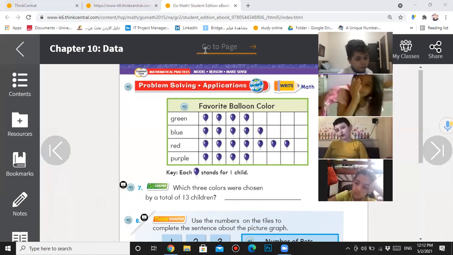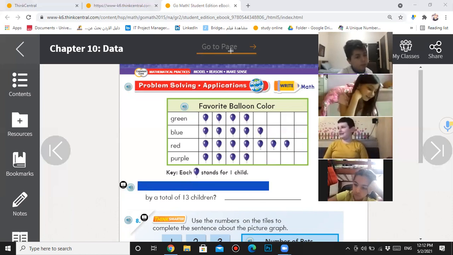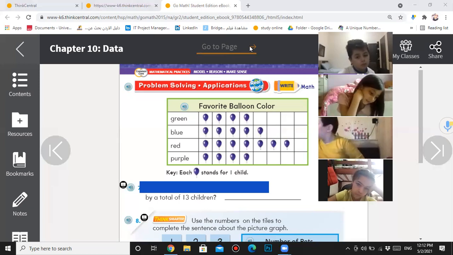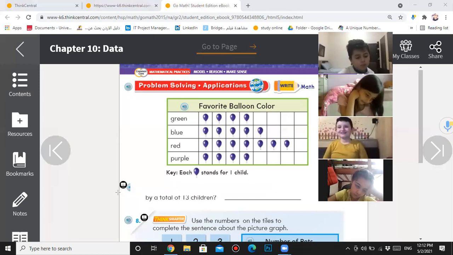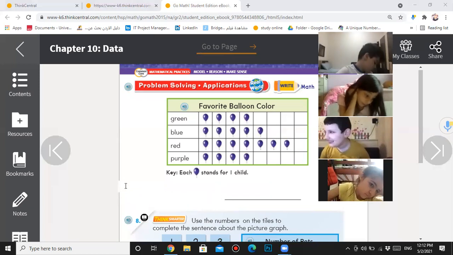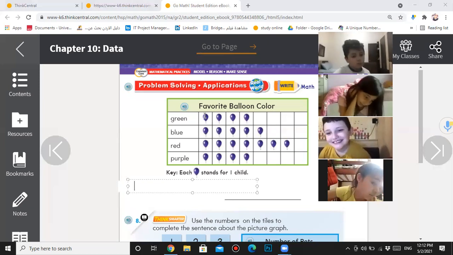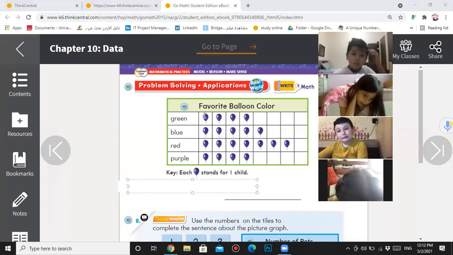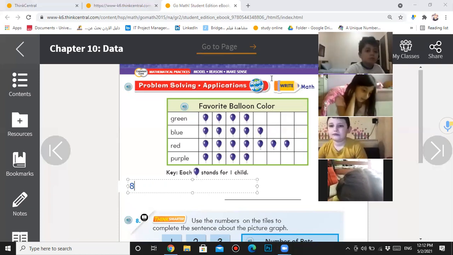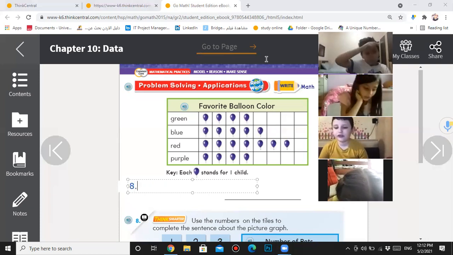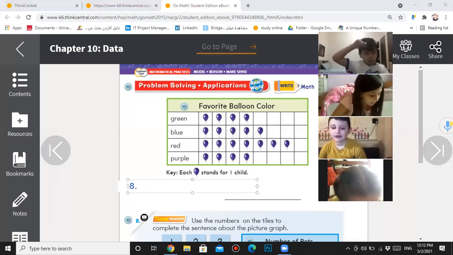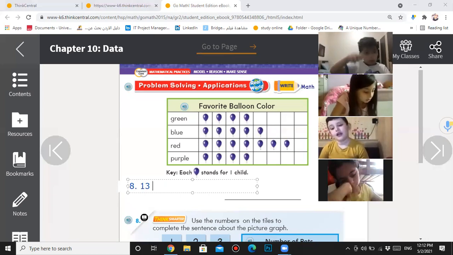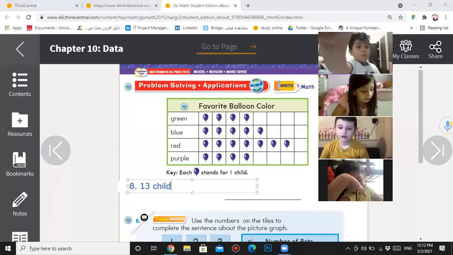We're going to do question number 8. Which three colors were chosen by a total of 13 children?